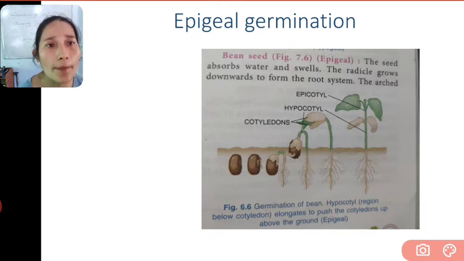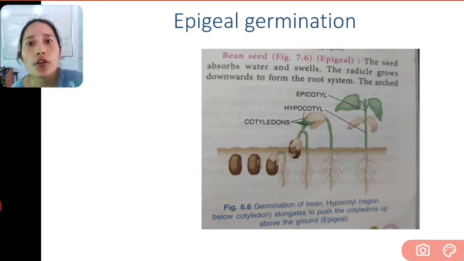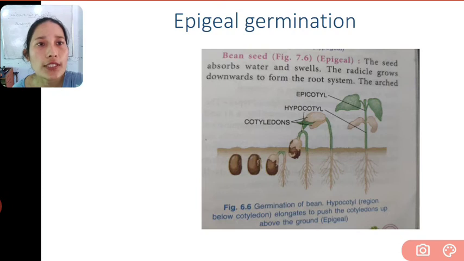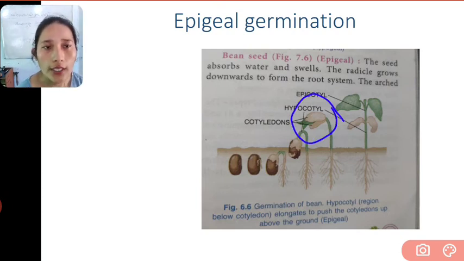Here what happens is your hypocotyl region elongates and moves out of the soil. Okay, and while moving out of the soil, while elongating, it takes the cotyledon with itself also. Okay, now this cotyledon, you can see it has moved out of the ground, it has raised above the ground. Okay, now cotyledon would represent the first leaf also.